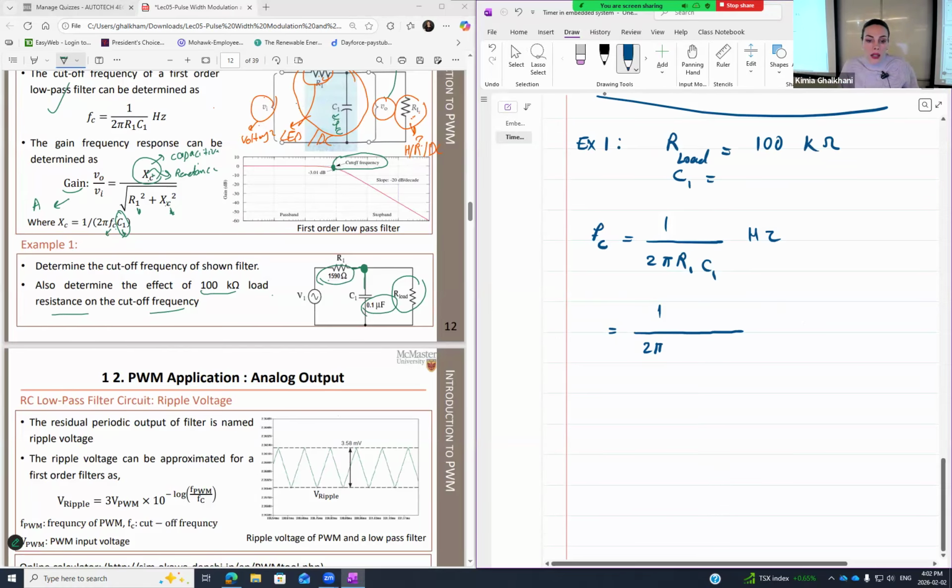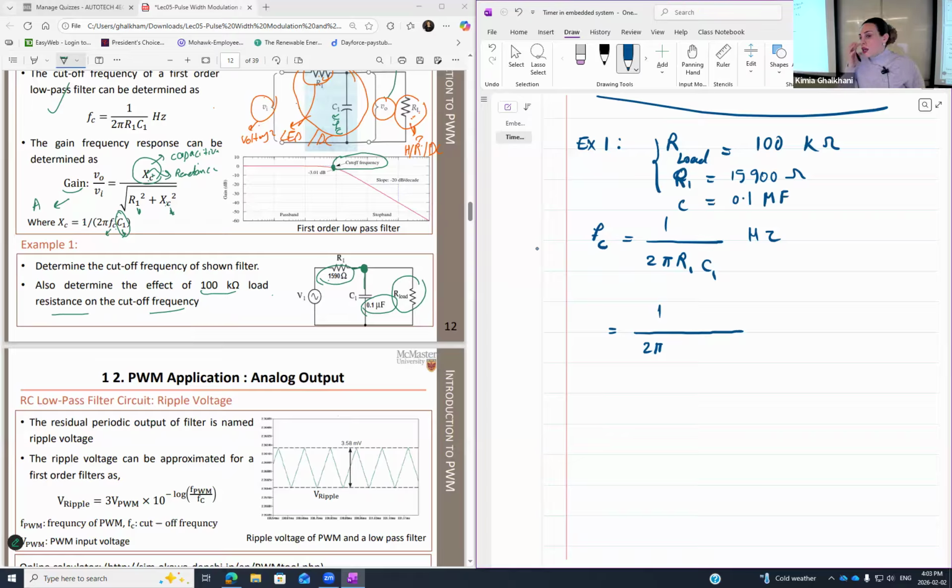C1 is, and these are from the circuit. And of course, sorry, this is R1. R1 is this much, and C1 is 0.1 microfarad. What's the unit for capacitance? Yeah, farad. Don't go wrong with that.